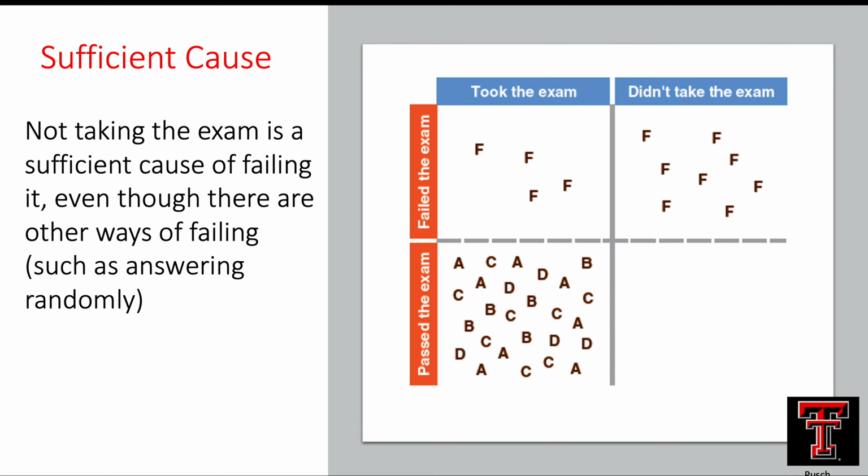Sufficient cause, again, is something that might have happened to make the effect take place, but it's not the only reason that this could happen. So for example, not taking an exam is a sufficient cause of failing. So just because you failed an exam does not mean that you didn't take it. You could have taken the exam and didn't study. Maybe you answered randomly. Maybe you took the exam but only answered a couple of questions. So again, just because you failed the exam doesn't mean you didn't take it. There's multiple ways of failing an exam.